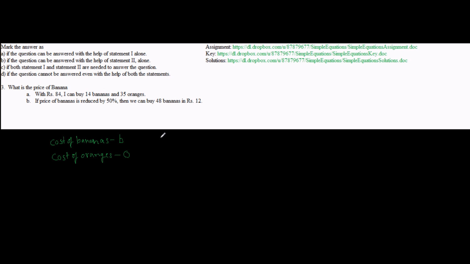Now they say 14 bananas. What will be the cost of 14 bananas? It will be 14, that is the number of bananas, into the cost of one banana, which we have taken as B.